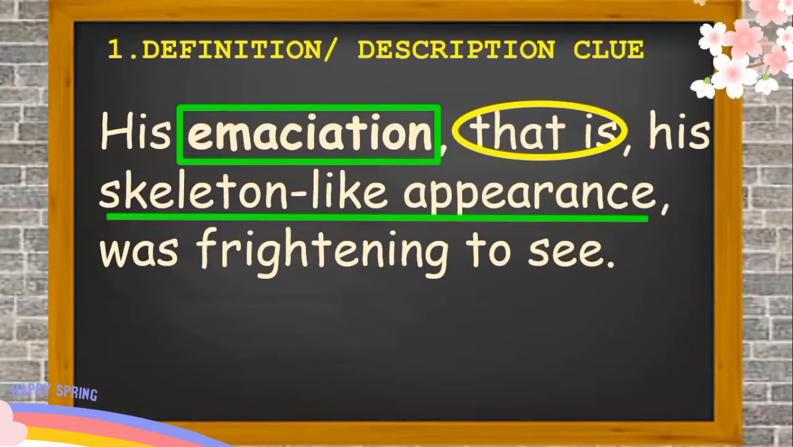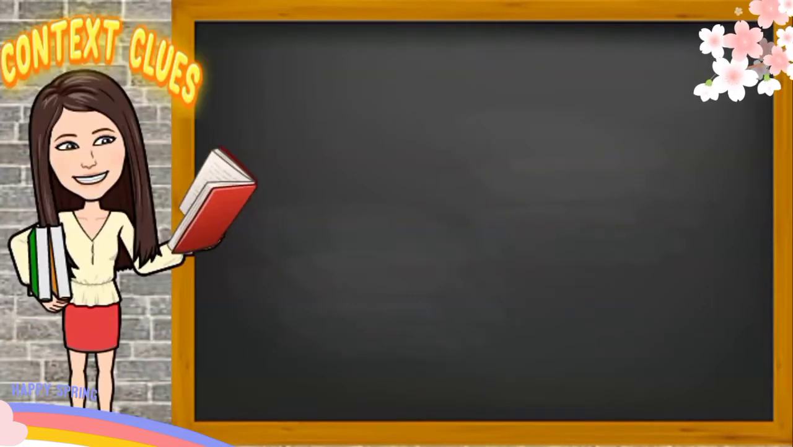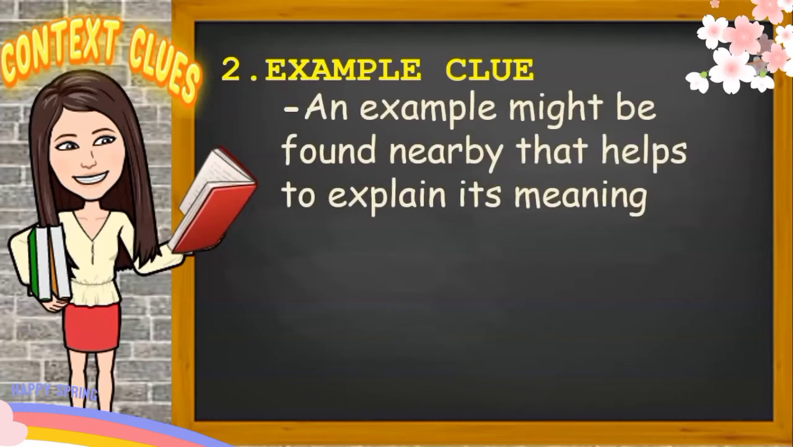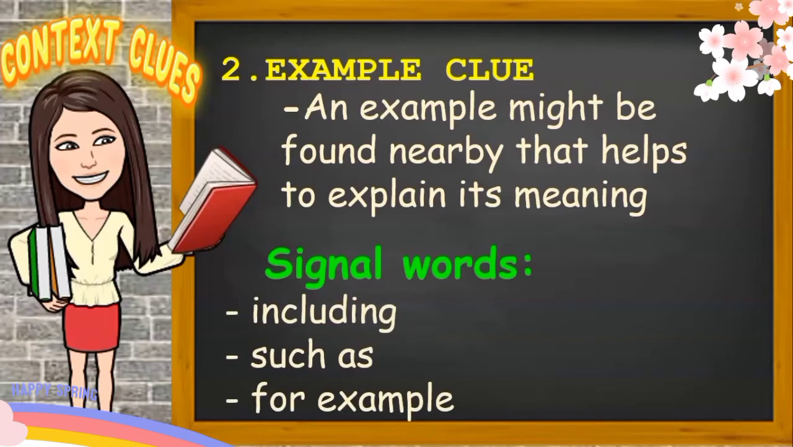The second type of context clue are example clues. Sometimes when a reader finds a new word, an example that helps to explain its meaning might be found just right around the corner. When we're using example clues, we can point this out using signal words. These are including, such as, and for example.